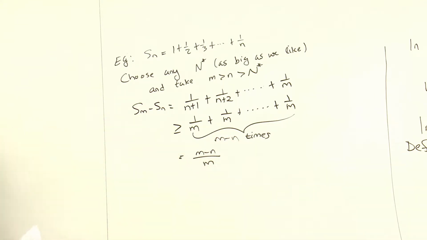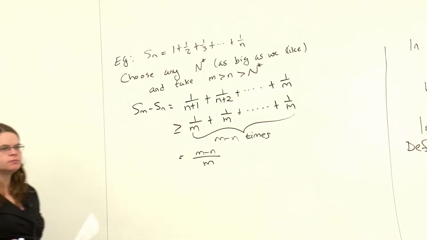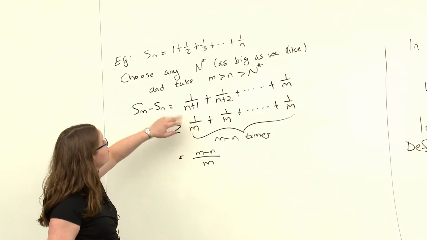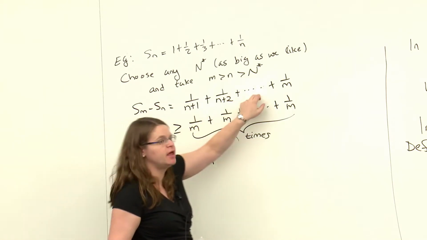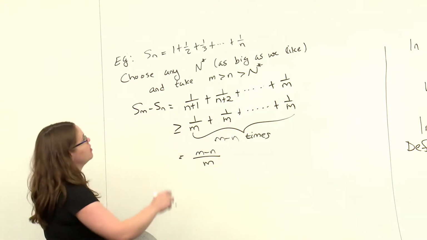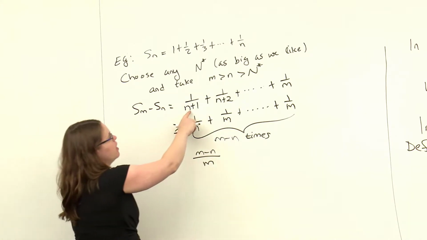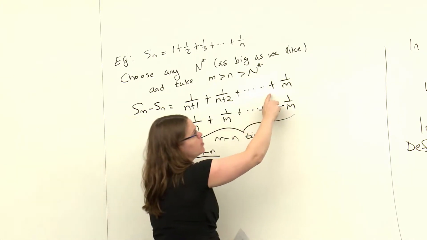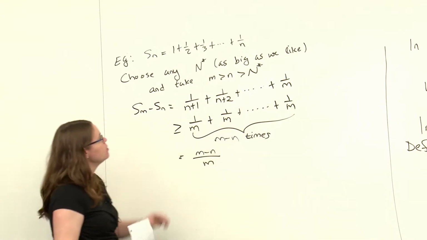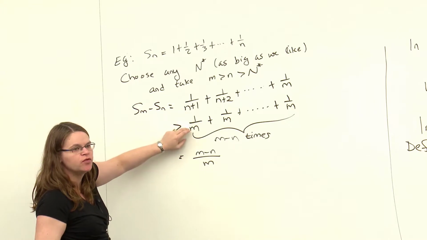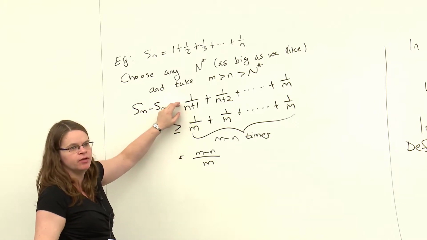Yes? I'm confused by the 1 plus m. Right, so what I'm saying is I have a whole bunch of terms that I'm adding up here, right? And we've assumed that m is bigger than n, right? So this is n plus 1, n plus 2, all the way. They're growing until they hit m. So since m is bigger than n plus 1, that means 1 over m is going to be less than 1 over n plus 1.